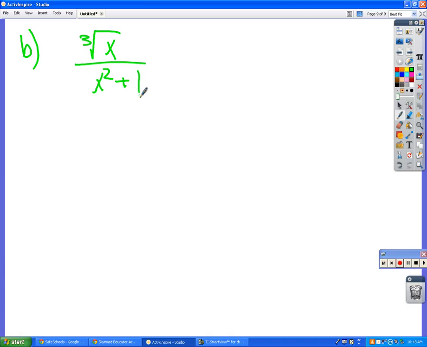How about the x squared plus 1? It's not the difference of two squares, it's the sum of two squares. So will this ever equal 0? No, because this is always going to be positive, and a positive plus a positive is also going to be a positive. So my domain here is all real numbers.